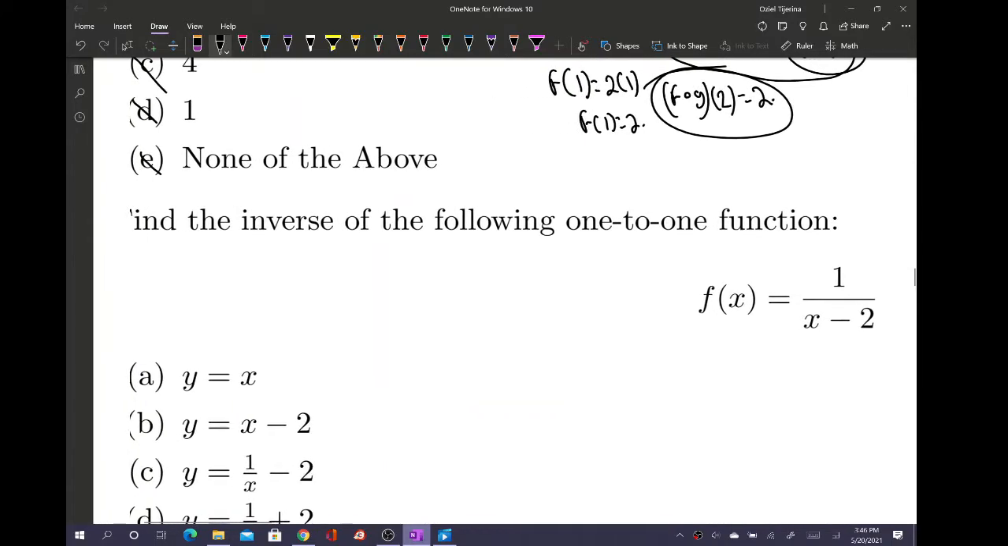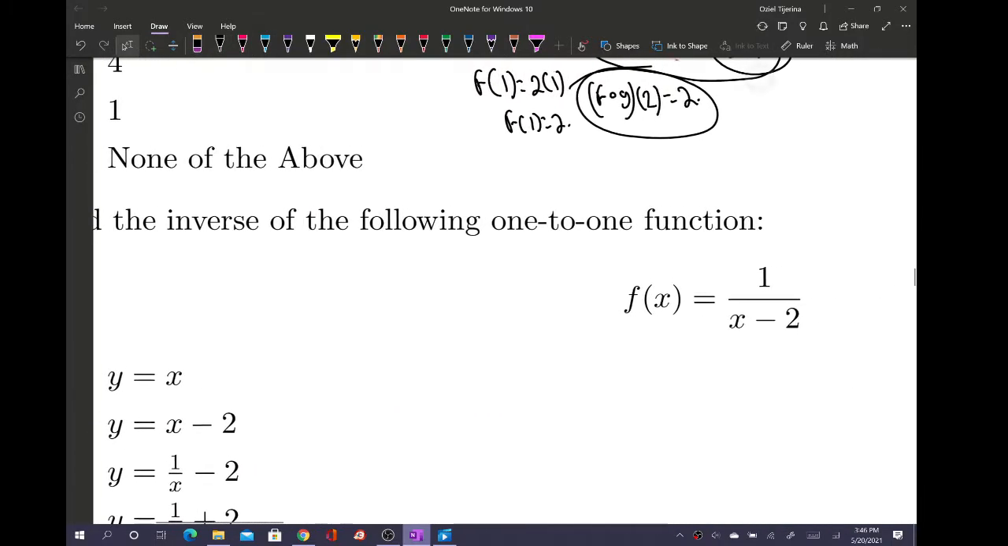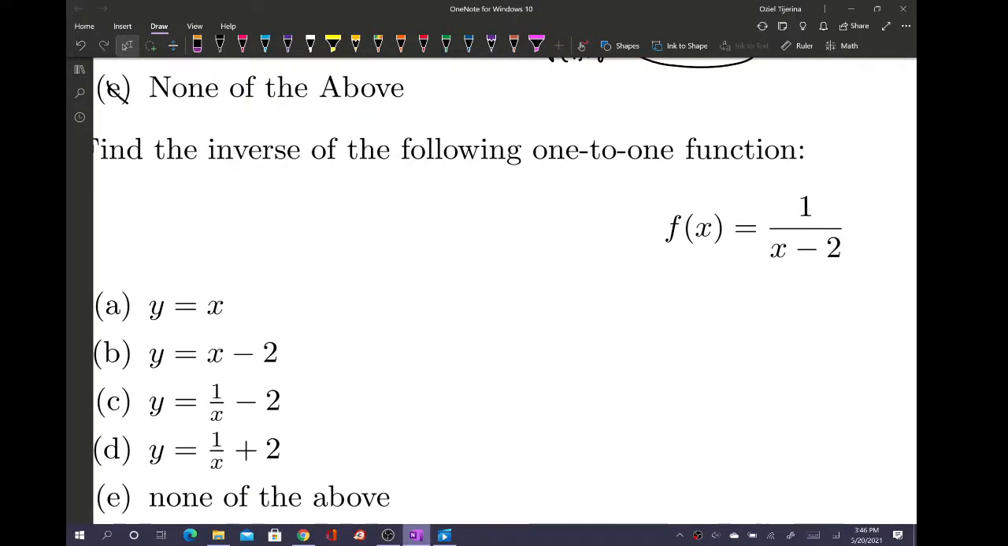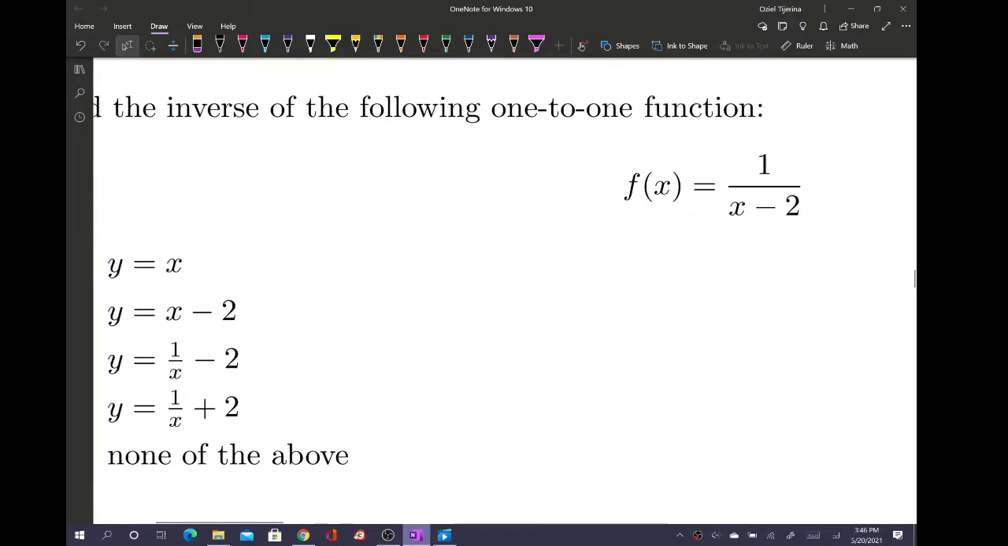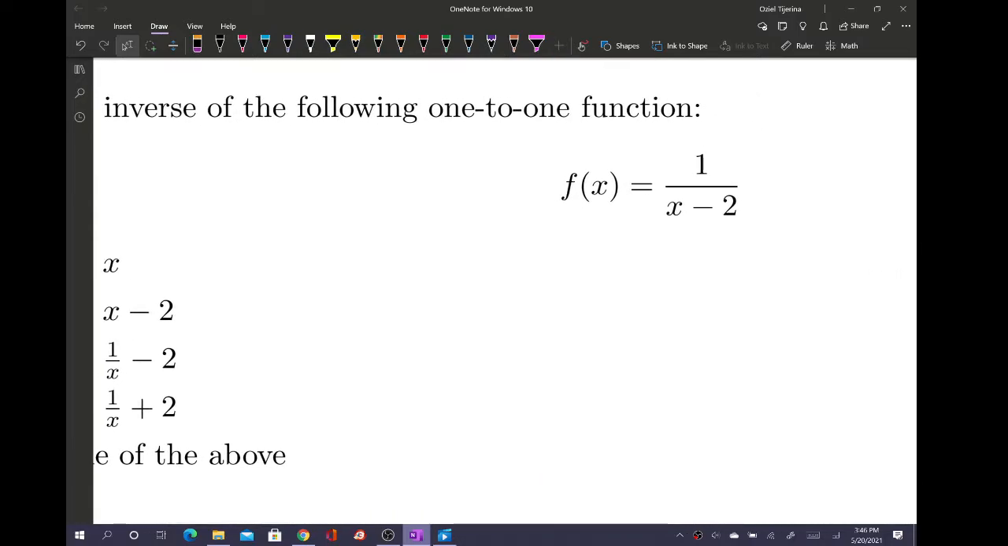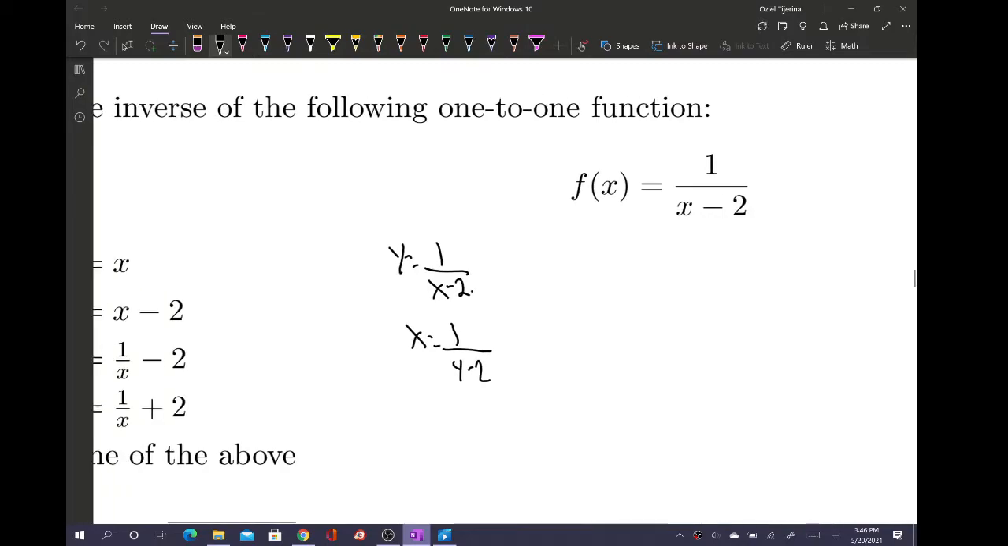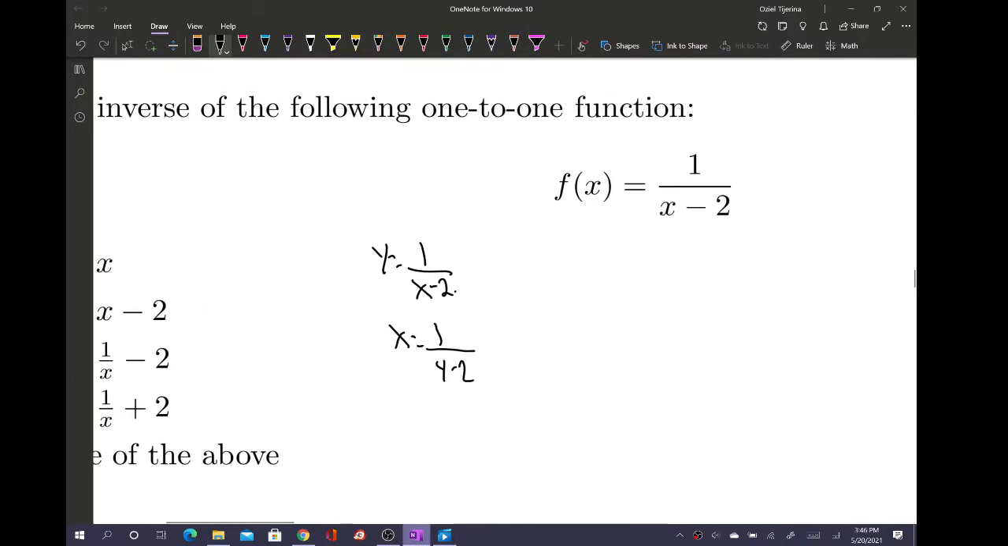Find the inverse of the following one-to-one function. The reason why it's a one-to-one function is because there's only one y for every x. That's why they call it a one-to-one function. So you're going to say that y equals 1 over x minus 2. You're going to switch x and y. So x equals 1 over y minus 2. And this is number 20 on the exam.